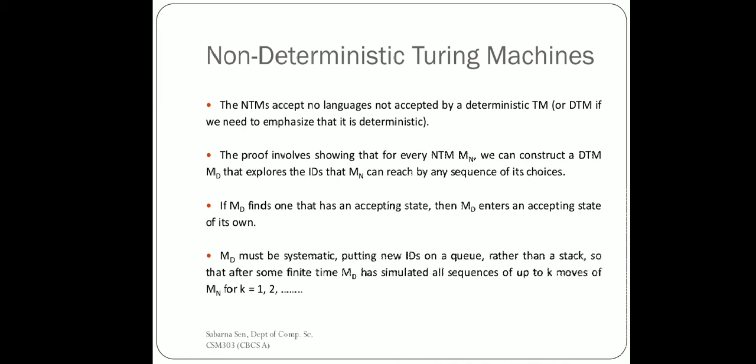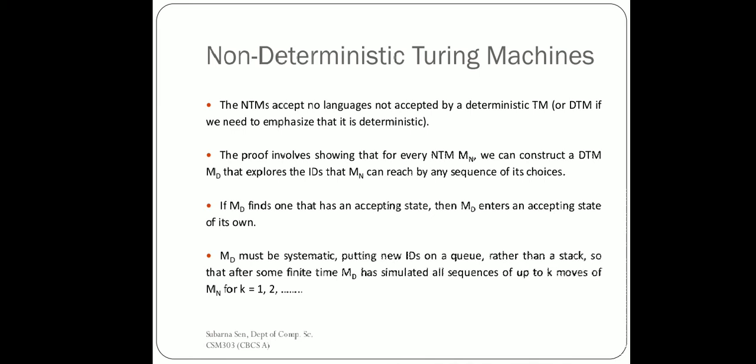The proof involves showing that for every non-deterministic Turing machine, which we will denote as M suffix N, we can construct a DTM, M suffix D, that explores the IDs that MN can reach by any sequence of its choices. It will be a bit difficult to understand now, but when we move to the proof directly, we will see there will be a sketch, and from that sketch we can easily prove whatever statement we are making now, and there the concept will be totally clear. Fine.